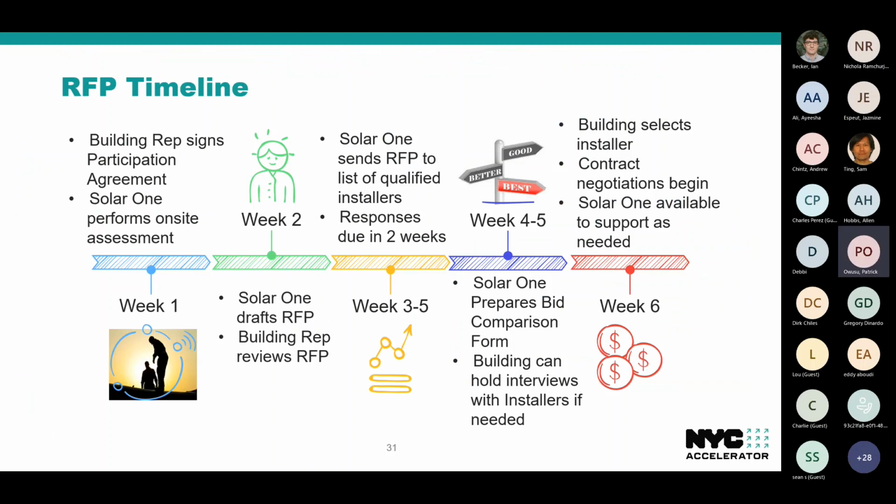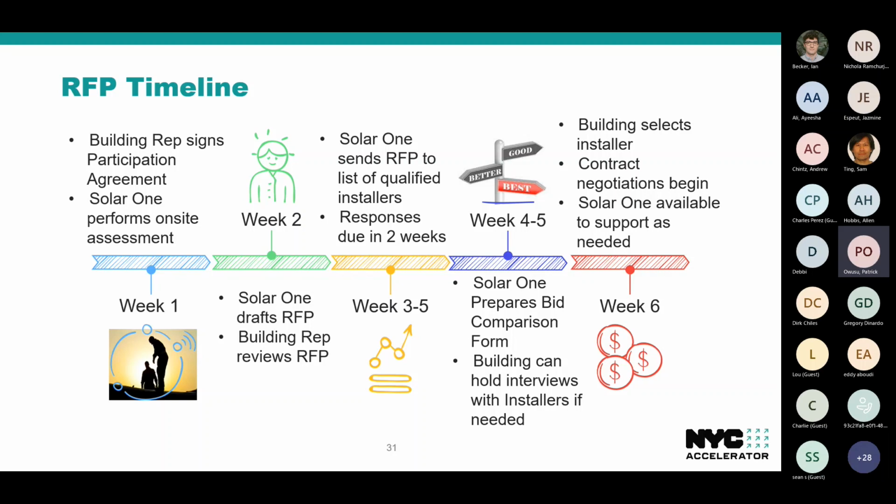In terms of the RFP timeline, once we get on a call with the building representative, we talk to them about solar and the possibilities, and if it's a good fit for the building, the participation agreement is signed. We get to work on getting this RFP, which is a request for proposals, made so we can send it out to installers and they get to learn about your project and seek to send bids if the project is interesting. So that timeline is about 6 weeks, and it starts with that participation agreement that I mentioned before.